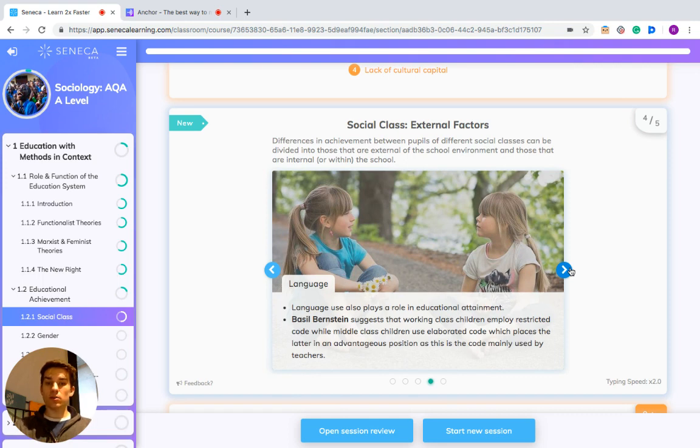Language also plays a role in education attainment, and Basil Bernstein suggests that working class children employ restricted code, while middle class children use elaborate code, which places the latter in an advantageous position as it is the code mainly used by teachers. So if middle class children are able to communicate with teachers better than working class children, then they are more likely to achieve in school.